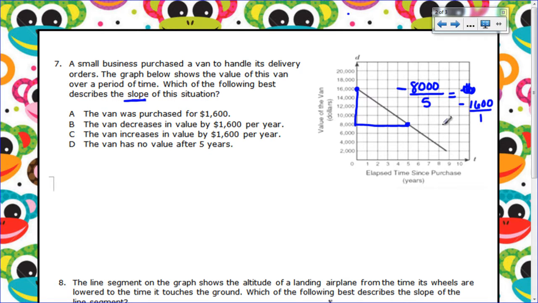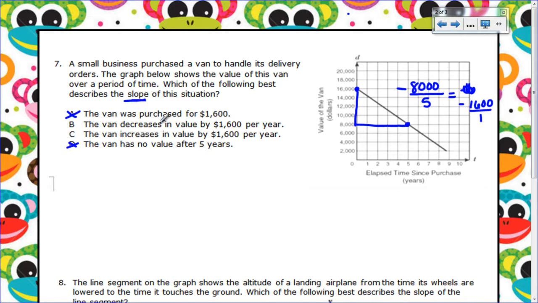And I'm going to leave it this way because I've got to talk about that. The negative means that the value is decreasing. Okay, so it's not A because that doesn't talk about decreasing value, and it's not D because it doesn't talk about decreasing value. Now I've got B and C.